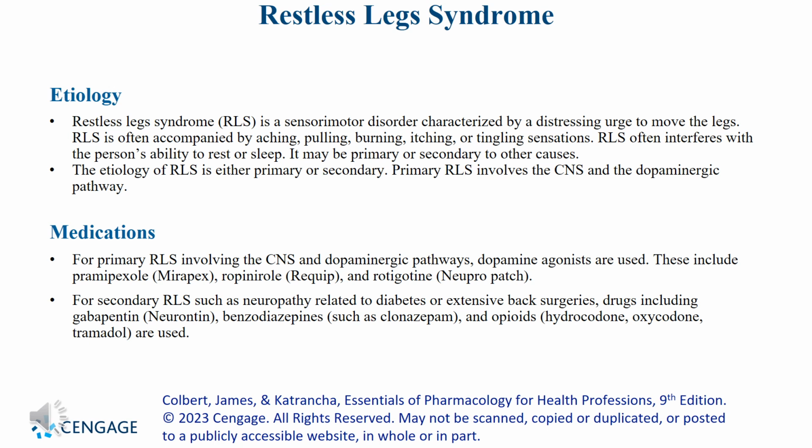Primary RLS involves the CNS in the dopaminergic pathway. The medications for primary RLS involve the CNS in the dopaminergic pathways. Dopamine agonists are used. These include Mirapex, Requip, and the Neupro patch. For secondary RLS, such as neuropathy related to diabetes or extensive back surgeries, drugs including Neurontin, clonazepam, hydrocodone, oxycodone, or tramadol are used.